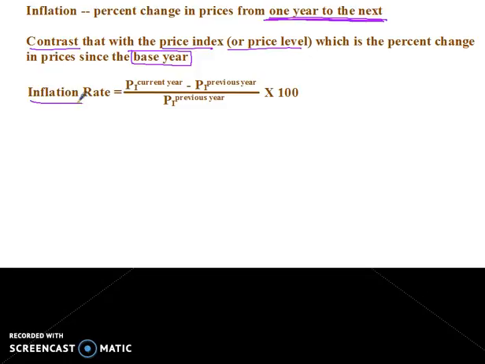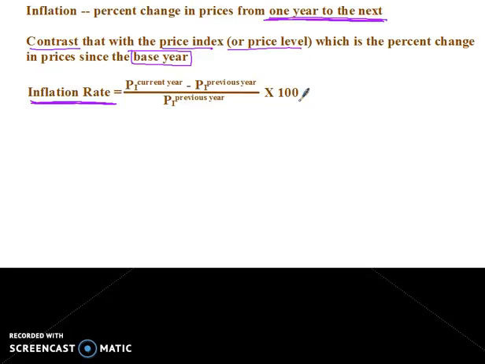But let's first look at the formula for the inflation rate. We use these price indexes to calculate the rate of inflation. So we take the price index for the current year that we're studying, minus the price index from the previous year, because remember, this is just a one-year calculation from the current year back to the previous year, all divided by the price index of the previous year times 100. So that will calculate the inflation rate.